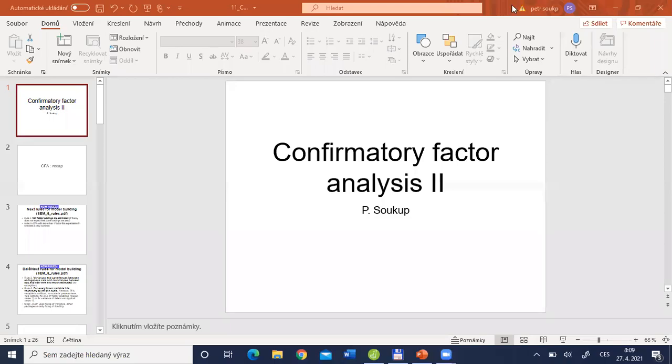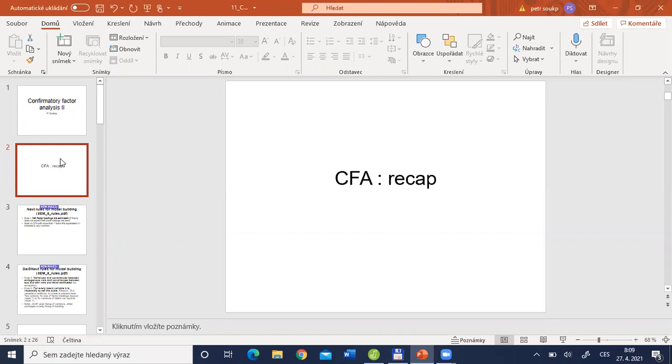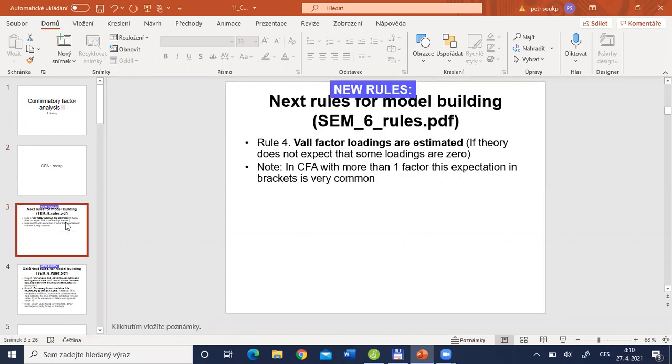So here we are, confirmatory factor analysis number 2, and a brief recap of basic rules that are related to model building. We have covered 3 basic rules for structural equation models such as correlation, regression, and path analysis in previous lectures. And last time we also covered 3 new rules that are closely related to confirmatory factor analysis. So let's go through these rules only for recap.